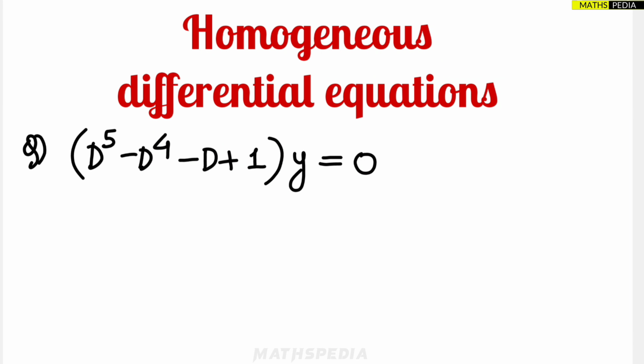So here we are having one more question based on homogeneous differential equation. So y value, which is the solution, is equal to the complementary function yc. Complementary function will give you the solution for this particular homogeneous equation, whereas the RHS part is equal to 0. So the first step is basically to form the auxiliary equation.